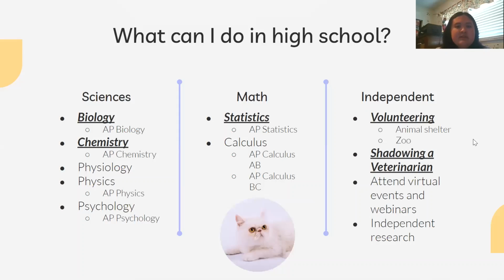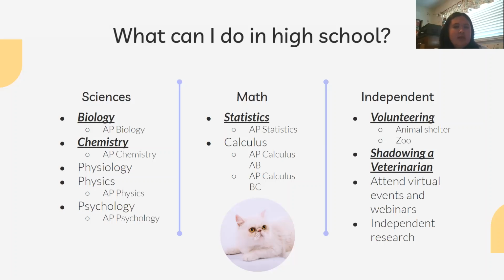So here are some things that you can do in high school. In the sciences department, definitely focus on biology and chemistry. Some of the higher courses are AP Bio and AP Chem. There are also courses like physiology, physics, and psychology that will help you, but they're definitely not as important as biology and chemistry. In math, statistics definitely would help you. The higher course is AP Stats. You can also take calculus as a higher math course, but calculus is generally helpful for engineers and not so much for a veterinarian.